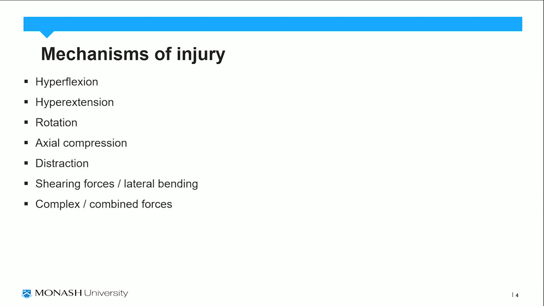Just a reminder about the mechanisms of injury. So the types of mechanisms would include hyperflexion, hyperextension, rotation, axial compression, distraction, and shearing forces caused by lateral bending, and complex mechanisms of injury, which would be a combination of different forces.